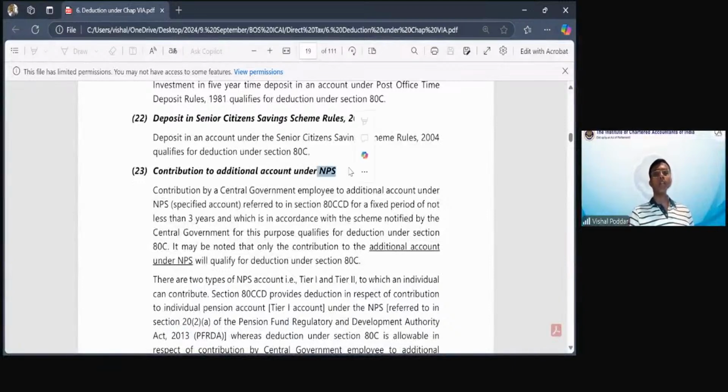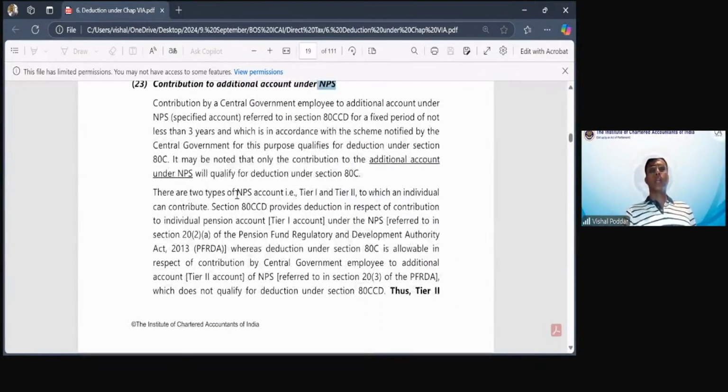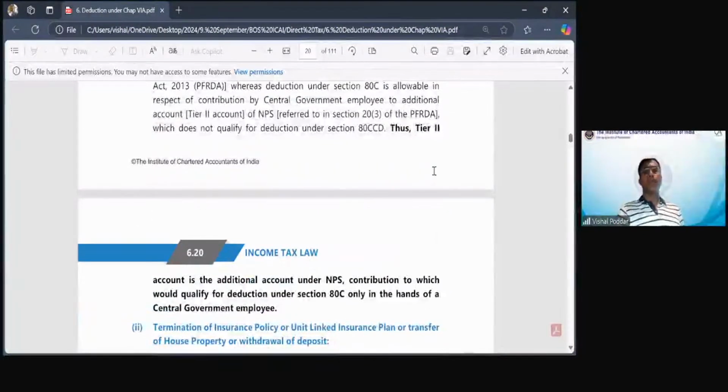Now see, NPS is already covered in 80CCD, National Pension Scheme. Then why is it covered over here? The reason is, there are two types of NPS accounts, Tier 1 and Tier 2. Tier 1 is covered in 80CCD, which is the normal account. And this is another account, which is Tier 2. So if you have taken Tier 2 category of account, in that particular case, it will fall under 80C. But it is said that Tier 2 account is the additional account under NPS, contribution to which would qualify for deduction under 80C only in the hands of central government employees. Correct?